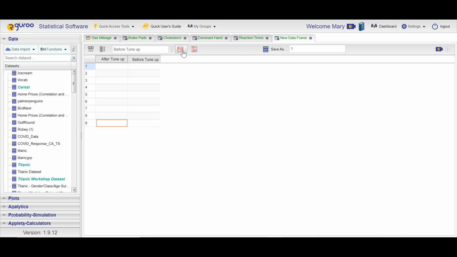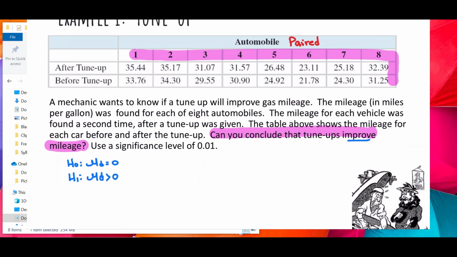Oops, and I accidentally clicked too many, so I'm going to click this button to delete the row. And then you double click here until you see the little cursor flashing, and then you type in the first number, 35.44, and then don't hit enter, hit the down arrow. Okay, and then you would do that same thing with the before tune-up, and in between each number you click the down arrow, and then you would save it as something like gas mileage. Okay, so I'm going to go back here to this screen, and you pause the video and you enter the data.